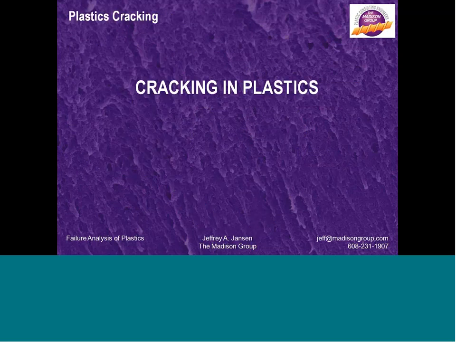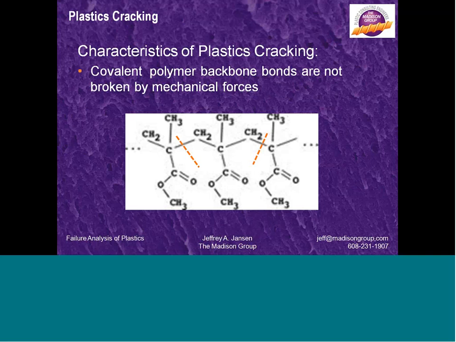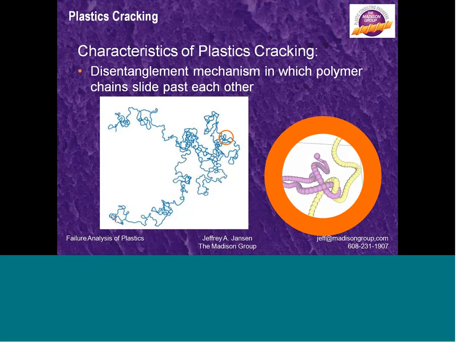Let's talk a little bit about cracking and what that means. The characteristics of plastic cracking are that covalent polymer backbone bonds are not broken by mechanical forces. So think about your molded plastic part like a bowl of spaghetti noodles. The spaghetti noodles each represent those polymer chains, okay? And those polymer chains are all entangled into one another. What happens is not that we tear individual polymer chains apart. Instead, we fail through a disentanglement mechanism in which polymer chains slide past one another.